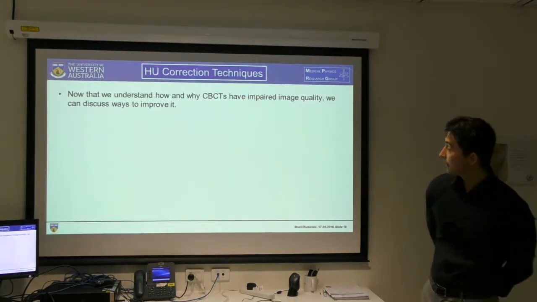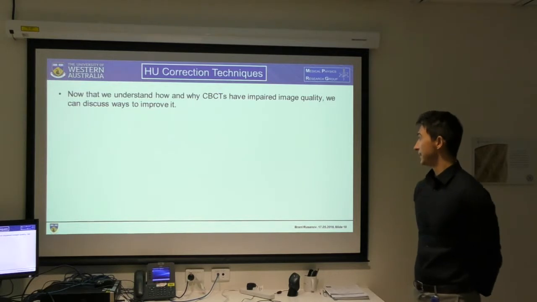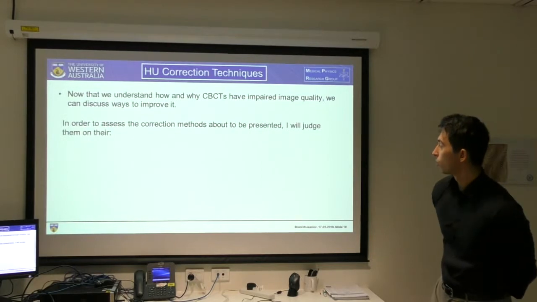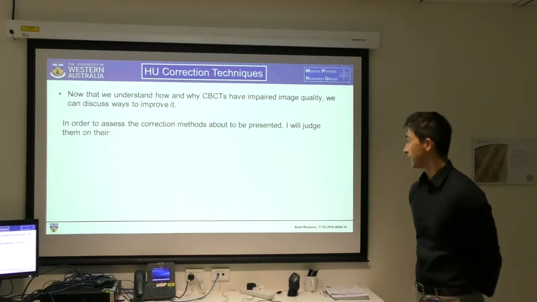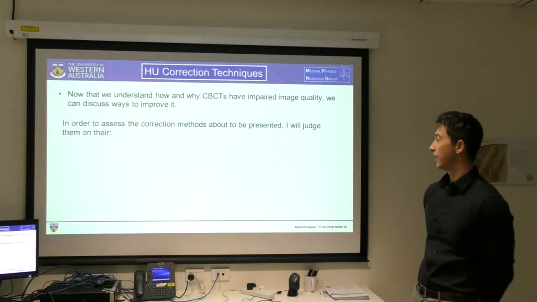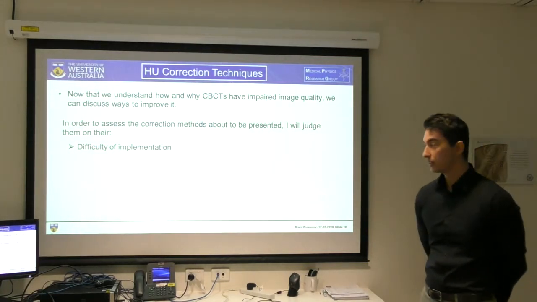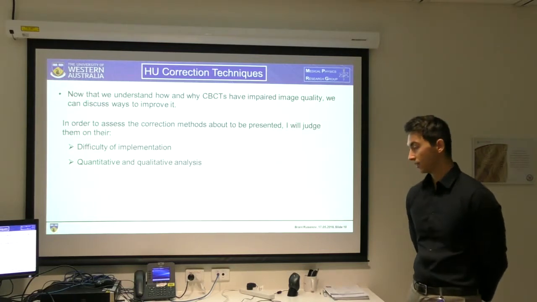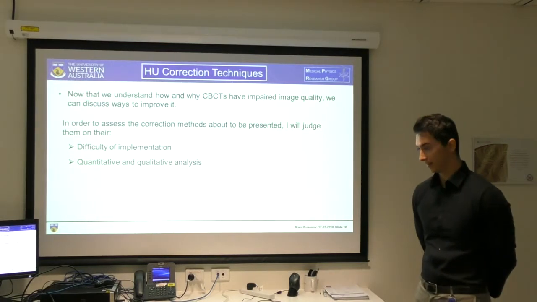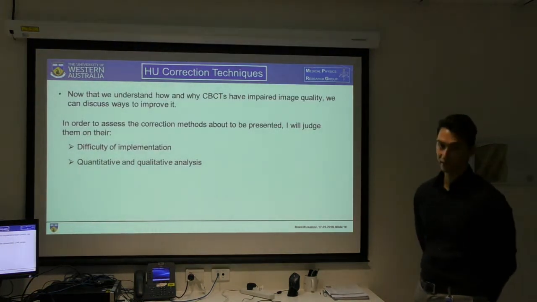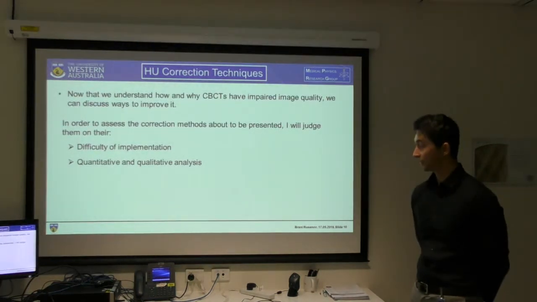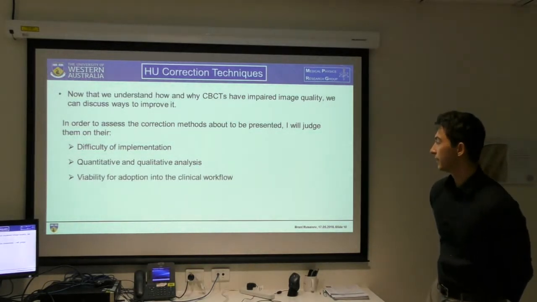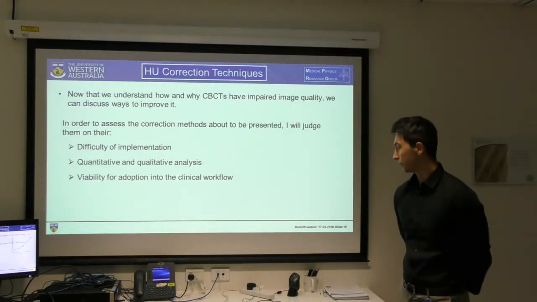So now that we understand how CBCTs have impaired image quality, we can discuss ways to improve it. In order to address the correction methods about to be presented, I would judge the methods based on their difficulty of implementation, quantitative and qualitative analysis. So when you look at the image quantitatively, how much better is it compared to other improvement techniques, and qualitatively, does it actually look better to the human eye? And thirdly, the viability for adoption in the clinical workflow.